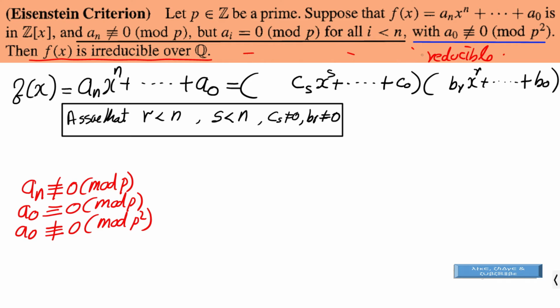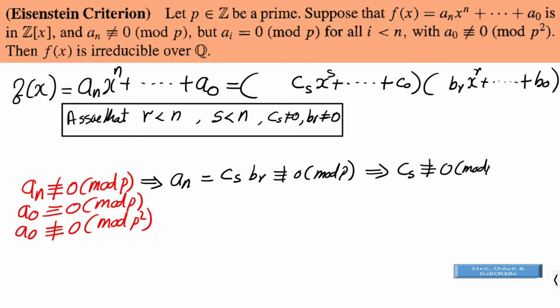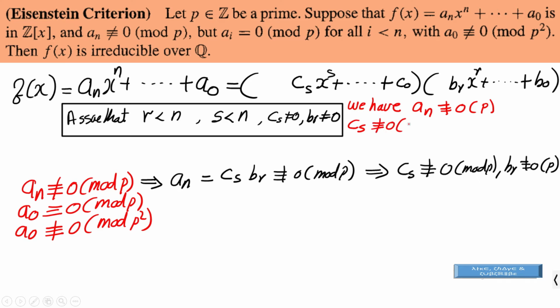Now, since there are only two polynomials on the right hand side, we have s plus r equal to n. That is, we have a_n, which must be equal to c_s times b_r, is not congruent to 0 mod p. Now this implies that none of them can be congruent to 0 mod p, that is, c_s is not congruent to 0 mod p and b_r is not congruent to 0 mod p. Thus we have a_n is the only coefficient in f(x) which is not congruent to 0 mod p, and now we have c_s not congruent to 0 mod p and b_r also not congruent to 0 mod p.